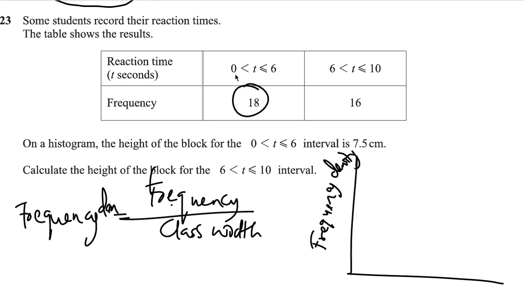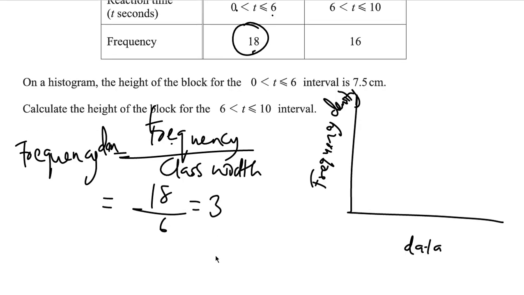For the reaction time, we're looking at the class width. 0 less than t implies that t is greater than 0 and then less than or equal to 6. So from 1 to 6 we have 6 values. So the class width is 6. The frequency density is 18 divided by the class width, which is 6, because from 1 to 6 we have 6 elements. That's 3. The frequency density is 3.